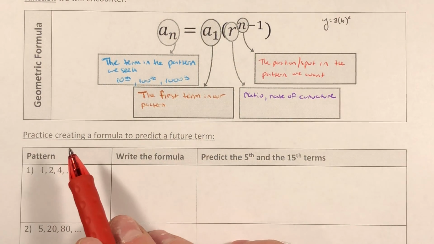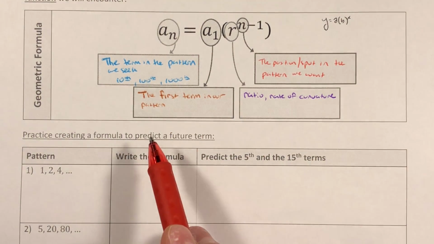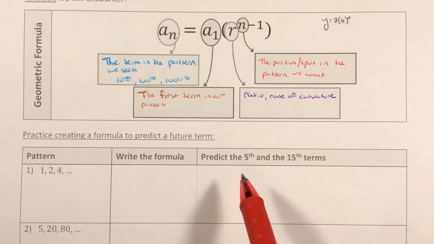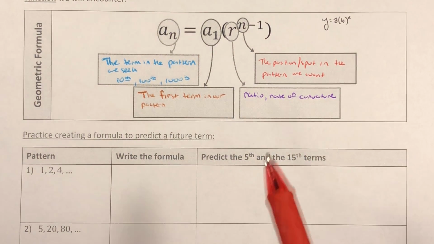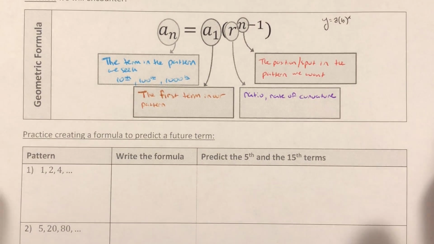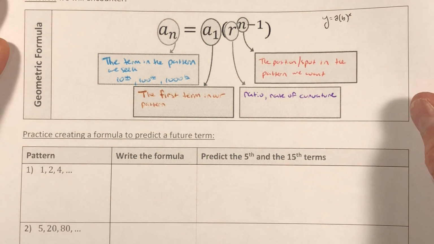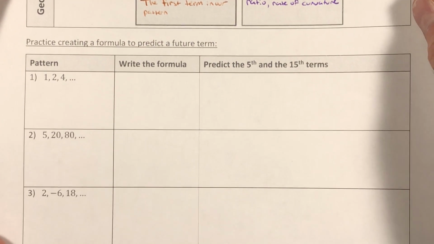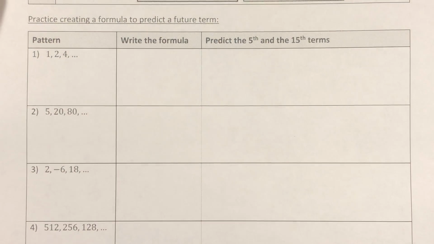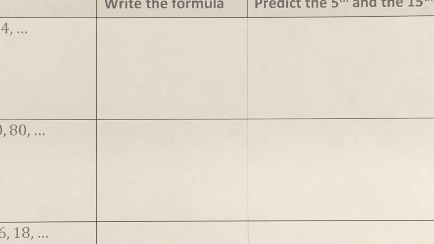What we're going to do down here is create a formula using this and predict a future term. So write the formula out, and we're going to predict the 5th and the 15th. Now, one of the things you will notice is that with geometric patterns, they tend to get out of hand very quickly, very fast. So we're limiting ourselves to the 5th and the 15th.